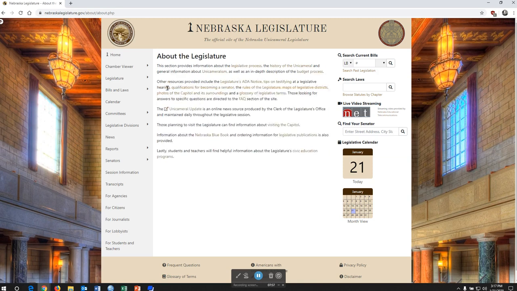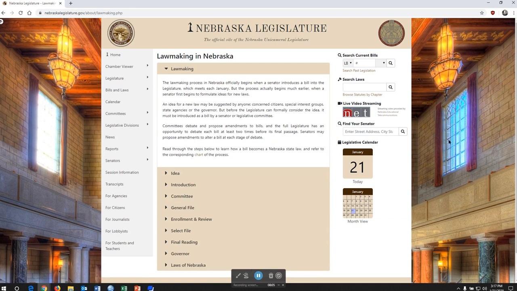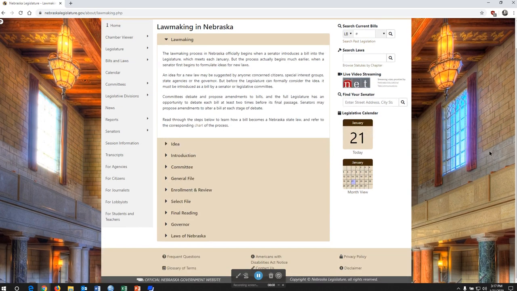Okay, so I clicked on about the legislature, and you can see a little hot link here in the first paragraph that says this section provides information about the legislative process. Let me click on legislative process. So here is how a bill flows through the Nebraska legislature. Look at these categories here in the middle of the page: idea, introduction, committee, general file, enrollment and review, select file, final reading, governor, and laws of Nebraska. Going back to the idea of the policy cycle, some of this actually lines up nicely with the terminology from the policy cycle.